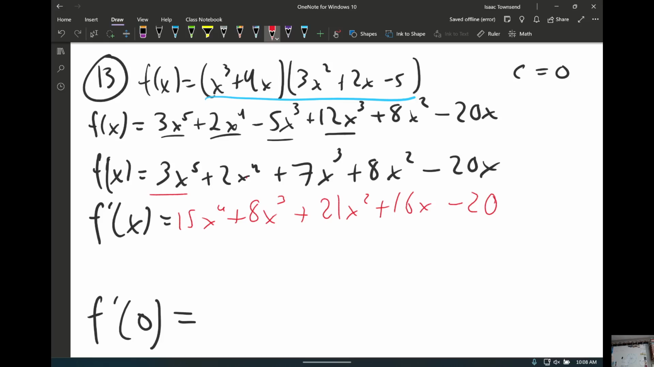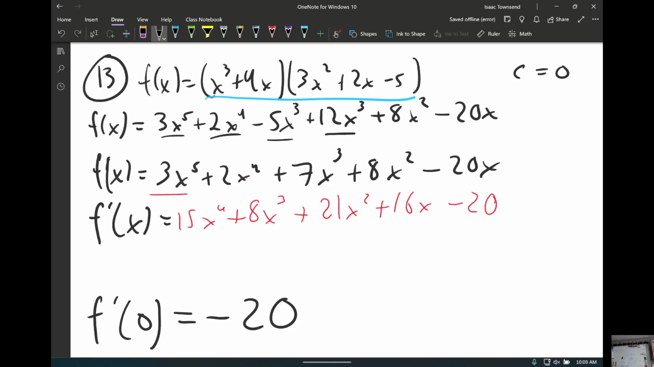Now notice when you check in the back, they wrote the answers both ways. They wrote the answers how it would look if you did product rule, and they wrote the answer like this if you did distributing before the calculus. And then if I plug 0 into all of this, all that goes to 0, and you should end up with negative 20.